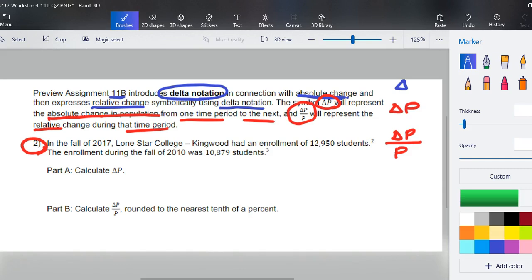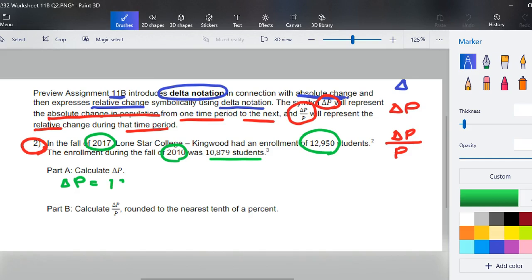Looking at question 2, in the fall of 2017, Lone Star College Kingwood had an enrollment of 12,950 students. The enrollment during the fall of 2010 was 10,000 students. Calculate the change in the population. My brain remembers it better as ending number minus beginning number. We saw earlier that the absolute change is the difference between a final value and an initial value.